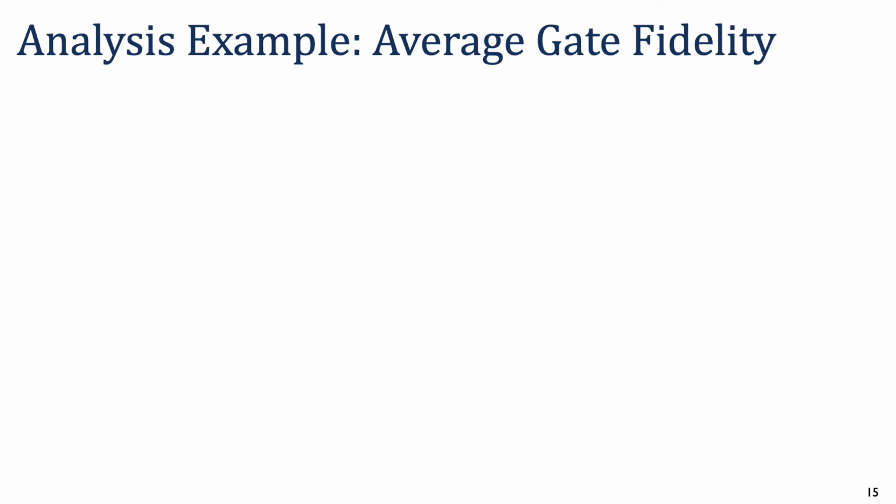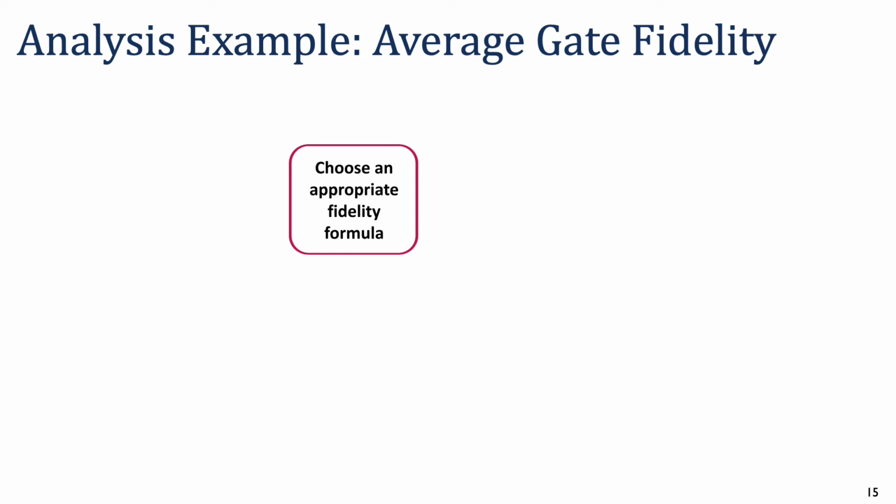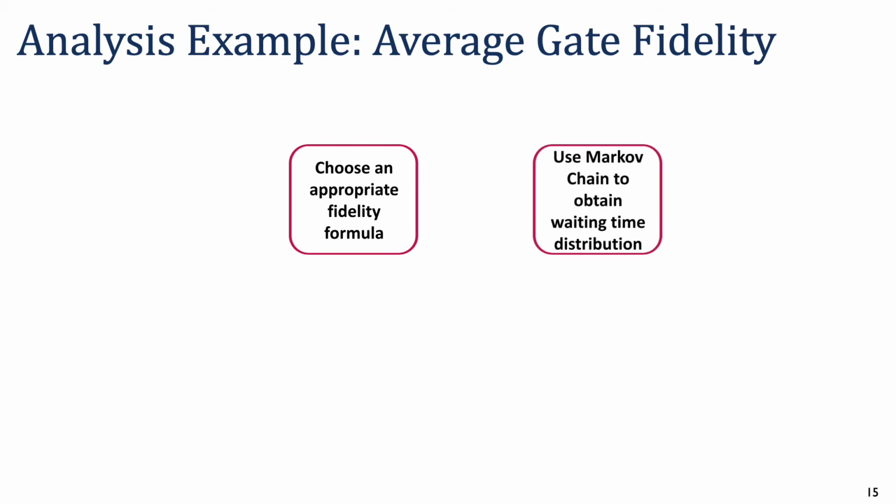To give an idea of how we actually obtain fidelity, I'll give an example using the average gate fidelity. We start by choosing an appropriate fidelity formula, which depends on the specific noise model that describes how the quality of quantum states degrades with time. We then use the Markov chain to obtain the waiting time distribution of qubits that are involved in local quantum computation. This will be specific to the architecture that we are studying.